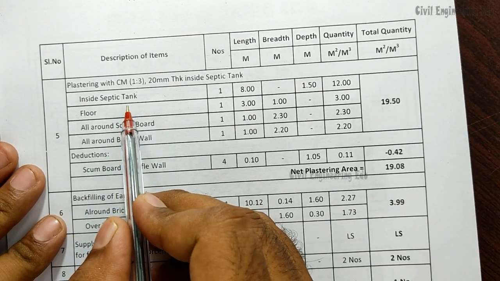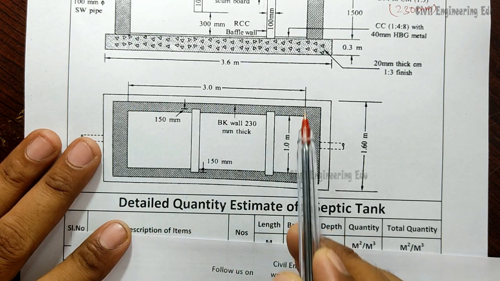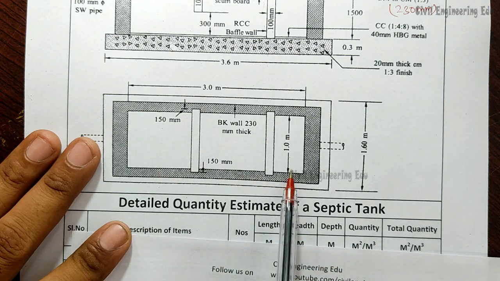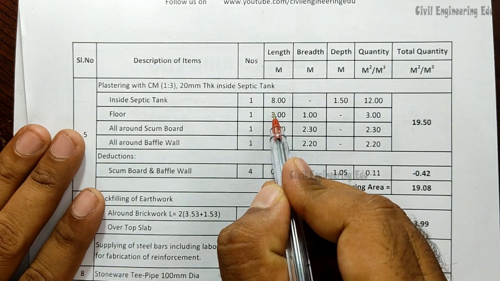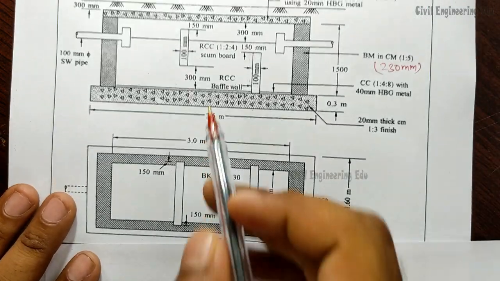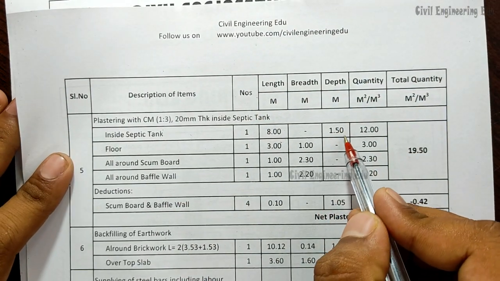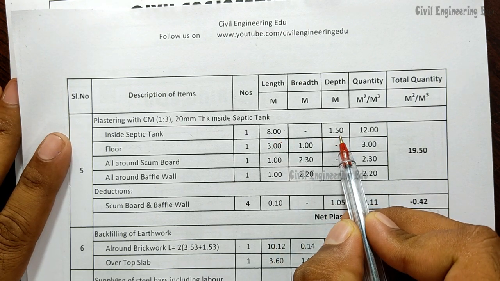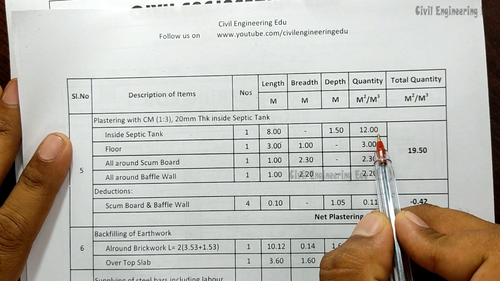Inside septic tank means internal perimeter length we have to take. So if we take 3 meters as the internal dimension in horizontal and 1 meter in vertical, 3 plus 3 is 6 meter and 1 plus 1 is 2, so 8 meters. So total internal perimeter length is 8 meters. And the height of this wall is 1.5 meter, which I have written here. So length multiplied by height of the wall is 12 meter square. Plastering will be calculated in square meters.